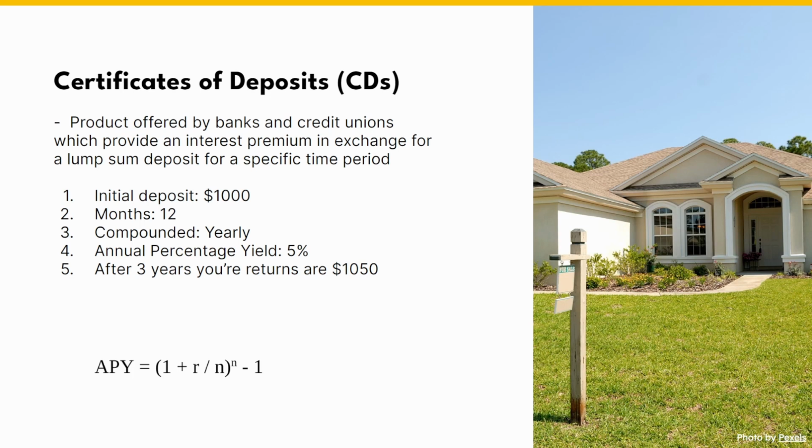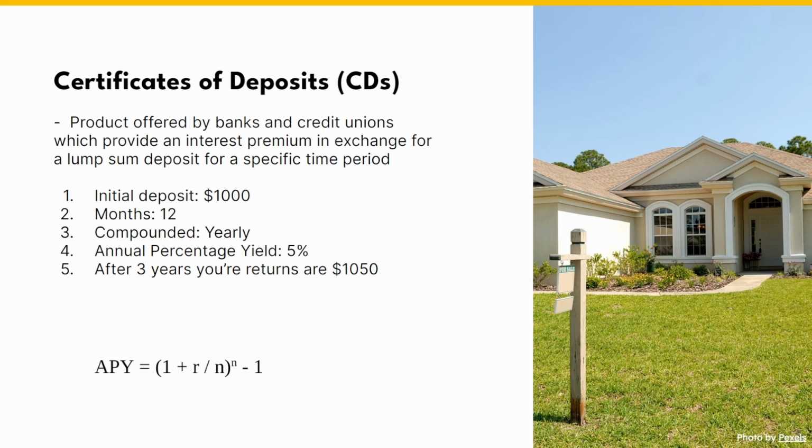And they differ from a savings account primarily because this money must remain untouched for the entirety of the term, or again, you have to pay some type of penalty or you lose interest. So let's say you give an initial deposit of $1,000 for 12 months and it's compounded yearly at an APY of 5%. And APY, the formulas are down below, you could calculate it as well.